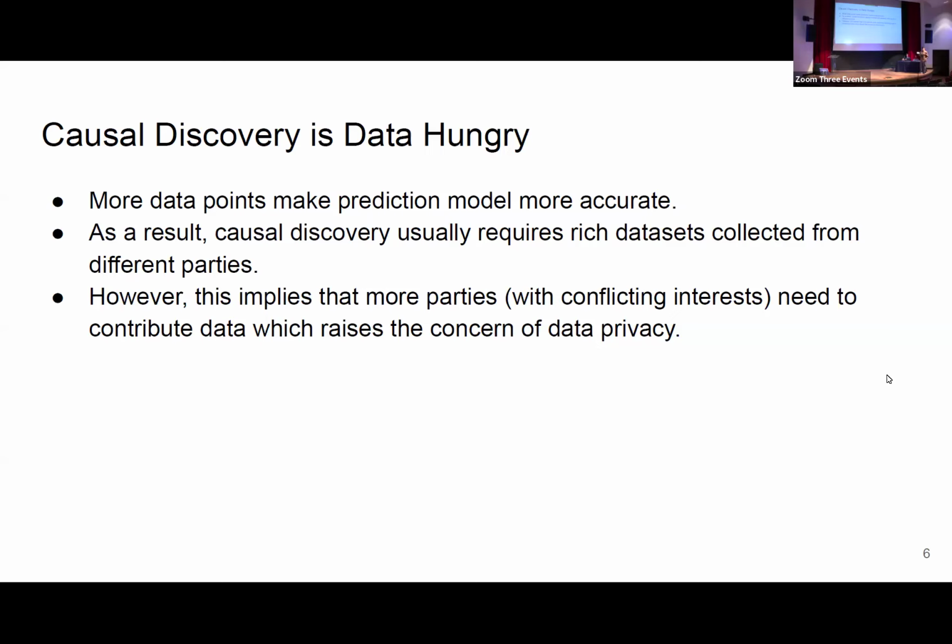Because we are using the observational approach, when we have more data points, our prediction will get more accurate. But because you use more data points, sometimes collected from multiple parties, the parties might have conflicting interests, and they might not be willing to expose their data to you for causal discovery. So that's why we think that an MPC approach for causal discovery is necessary.